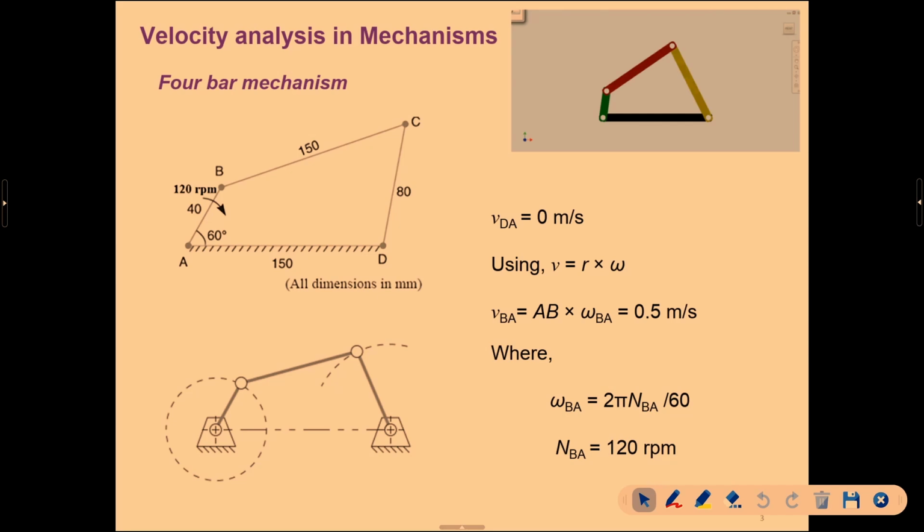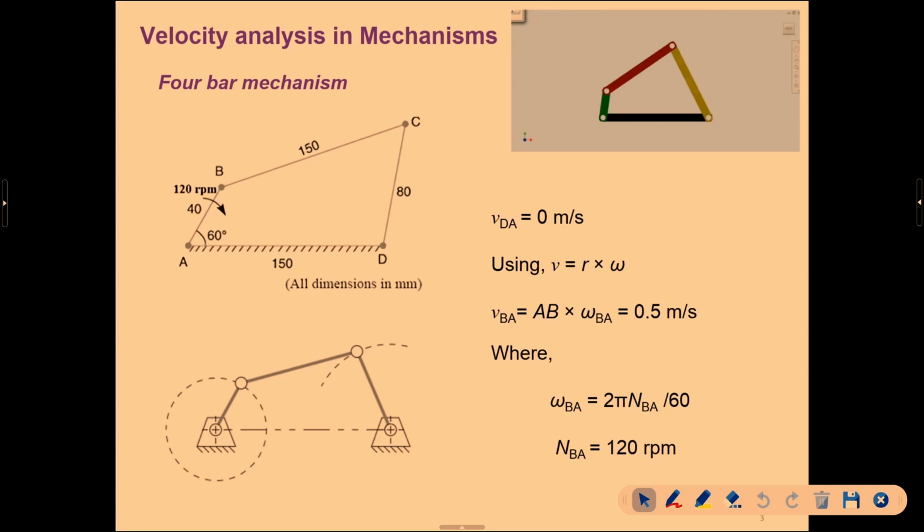Now let us start with a fixed link. The link AD is fixed. So the velocity of D with respect to A or A with respect to D is always 0 because it does not move with respect to each other. That is what is mentioned as velocity of D with respect to A equal to 0 meter per second.